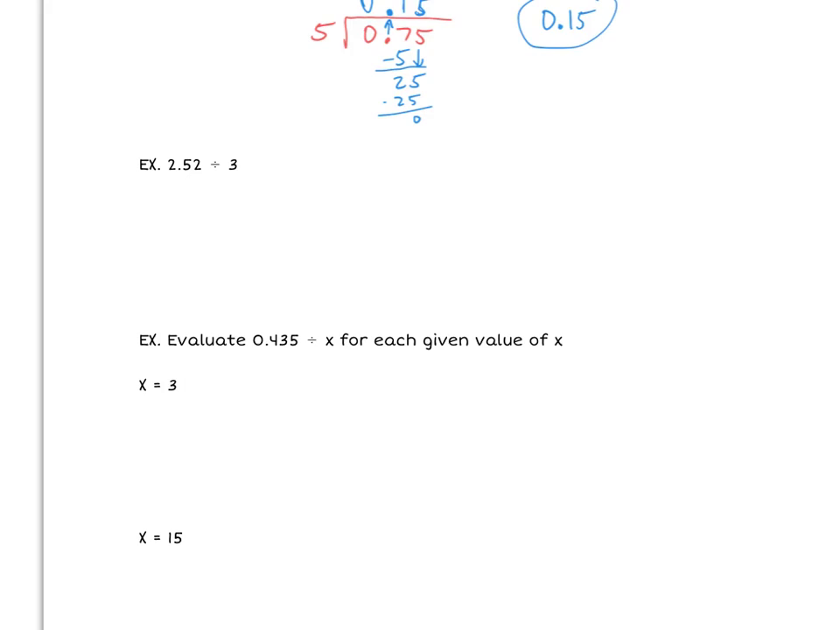So set it up as a division problem: 2.52 divided by 3. Are we allowed to use calculators on this? Nope. Decimal point straight up. Does 3 fit into 2? No, so put a 0 there. Does 3 fit into 25? Yes. How many times? It fits 7, but it also fits 8 times, because 3 times 8 is 24. 25 minus 24 is 1. Bring your 2 down.